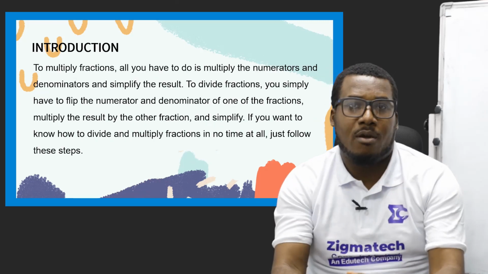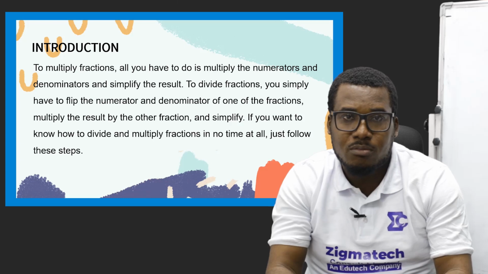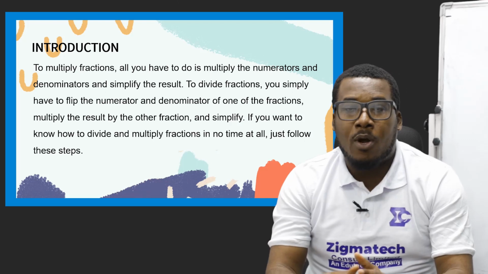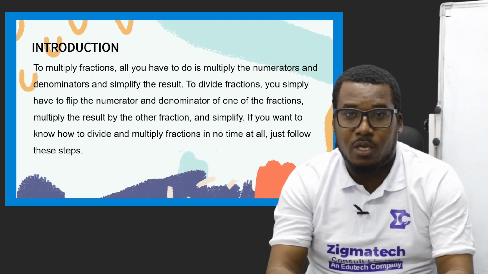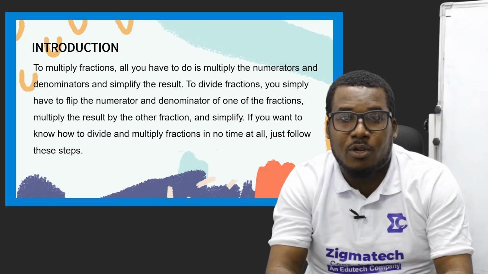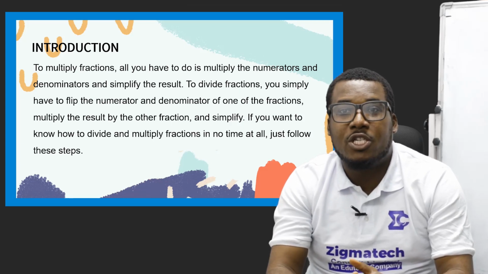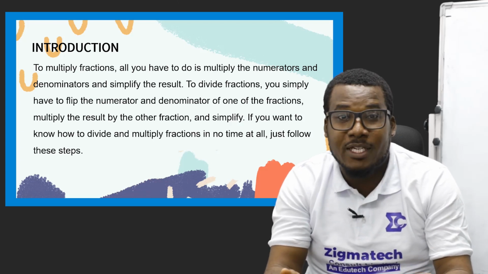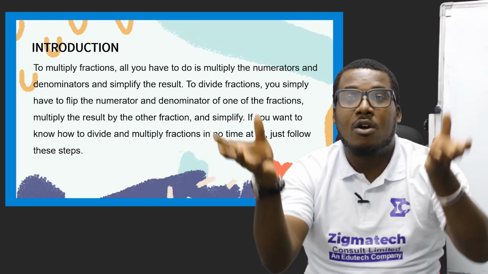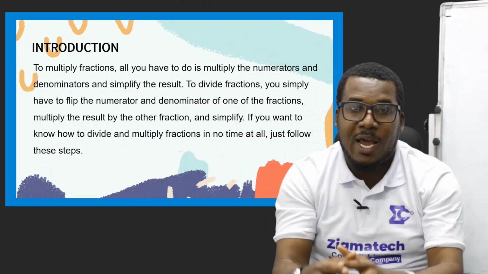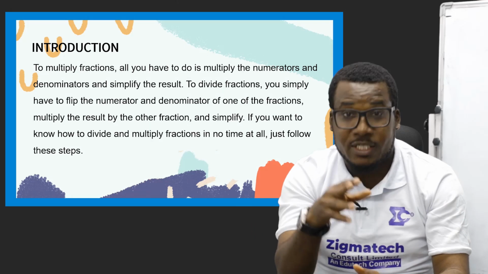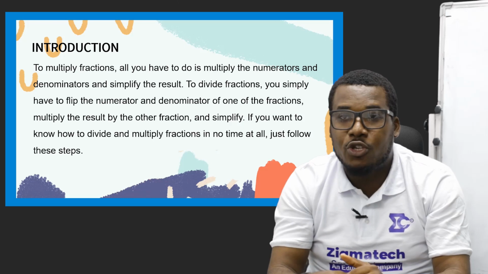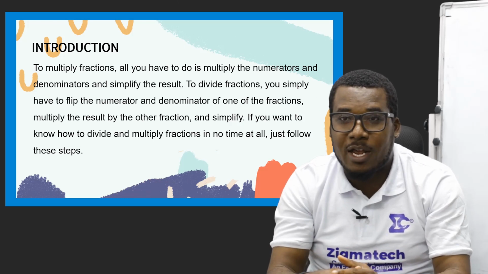Now let's see what multiplication and division of fraction is all about. Now, to multiply fractions, all you have to do is multiply the numerators against the denominators and simplify the results. That's all. Not much of a big deal. Not much to do. Just whoever is upstairs, multiply the both of them against or divided by those downstairs. And then you simplify your results and you get your final answer.